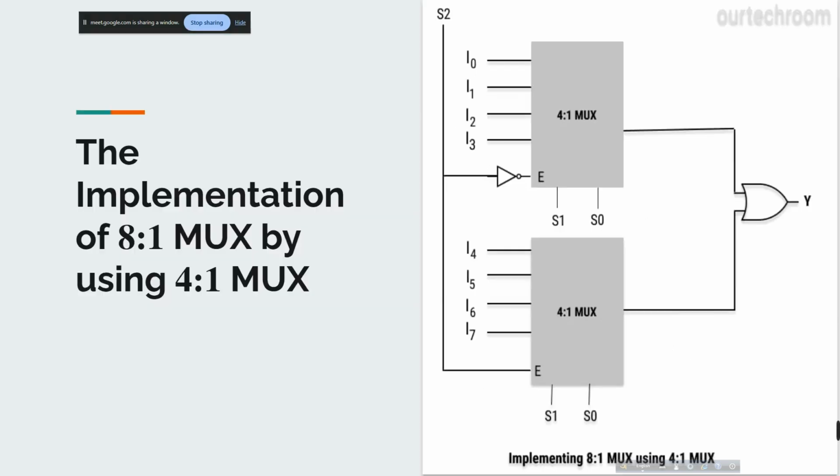Finally, the slide shows the implementation of the 8 cross 1 MUX by using 4 cross 1 MUX. To implement an 8 cross 1 MUX, we need two 4 cross 1 MUX. We know an 8 cross 1 MUX has 8 inputs and 3 selection lines, but a 4 cross 1 MUX has only 2 selection lines, S1, S0.